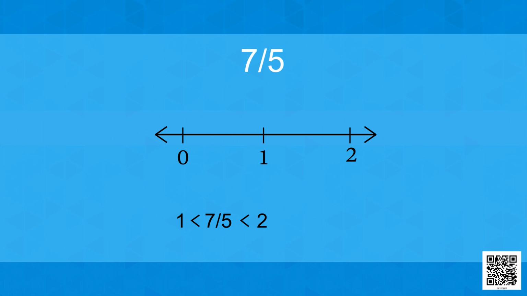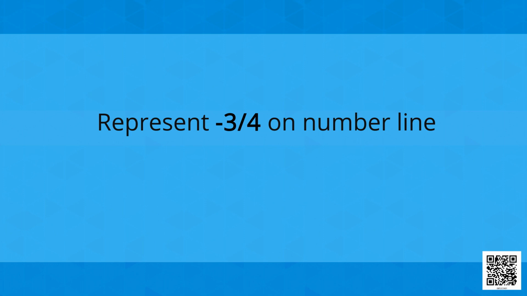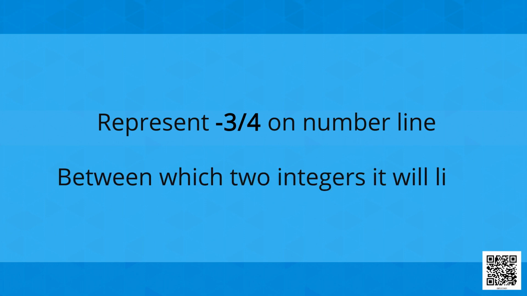So when we divide it into 5 parts, we see that 1 is equal to 5/5. The point to the right of 1 represents 6/5. Then next 7/5, then 8/5, 9/5 and 10/5, which is the same as 2. The point which represents 7/5 will be marked as C. So children, now there is an assignment for you. You will represent -3/4 on the number line yourself. Can you do it? Between which two integers will -3/4 lie?